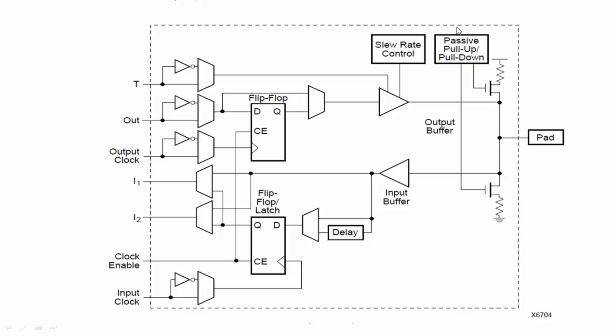And this is the pull up pull down logic. Suppose this pin is not used, then you can configure it to be low all the time by the pull down resistor, or you can make it high all the time by using the pull up resistor. So this is the functionality of the input output block, IOB, of the FPGA.